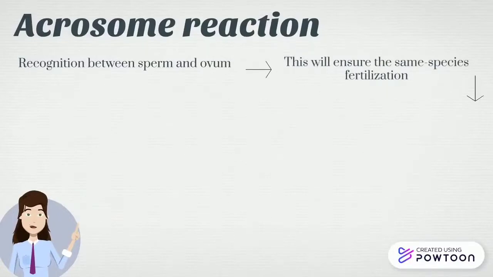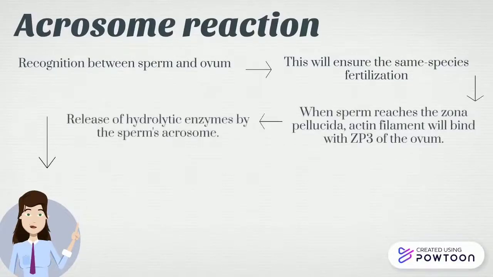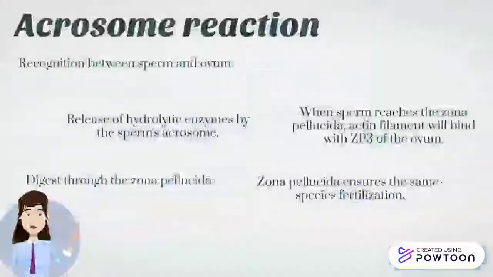When the sperm reaches the zona pellucida, actin filament on the sperm will bind with ZP3 of the ovum. This will release hydrolytic enzyme from the sperm acrosome. Hence, the acrosomal reaction will digest its way through the zona pellucida. And now, the zona pellucida is actually responsible for ensuring same species fertilization.